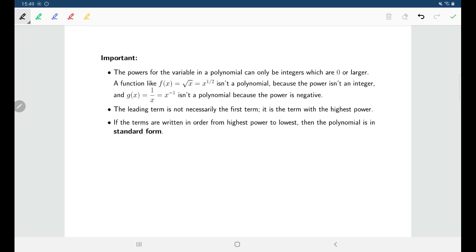When we're writing out our functions, typically I'll write them in standard form, going from the highest power to the lowest. You're not really required to do that. It is a good idea. It helps you keep from losing terms by accident. It's very easy if you've got a big polynomial to drop a term somewhere along the way, and if you have your terms written from highest power to lowest, it's easier to keep track of things.